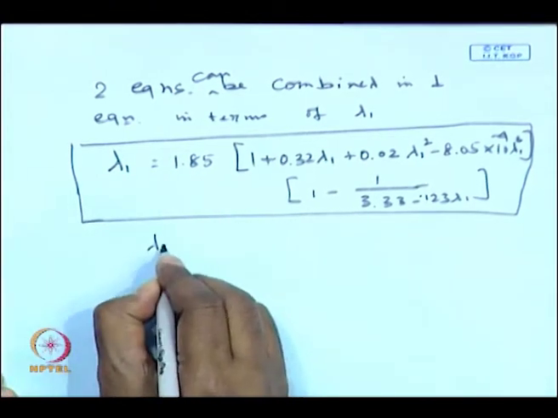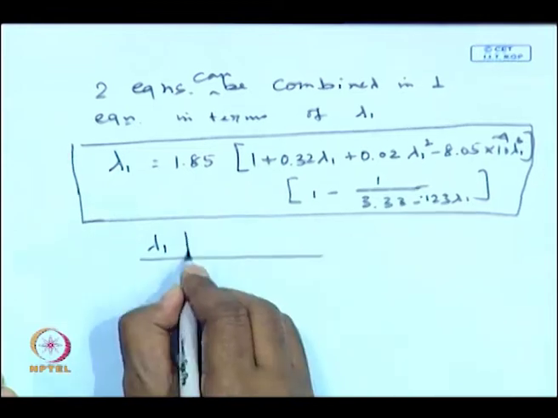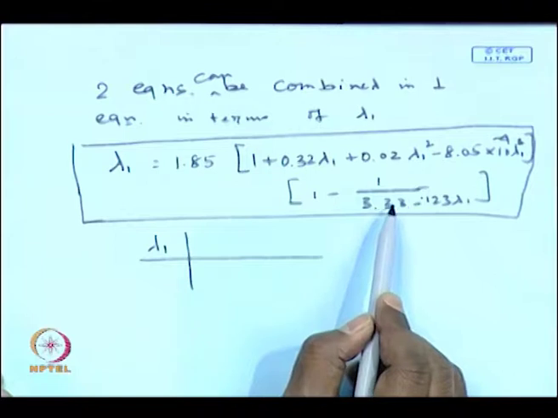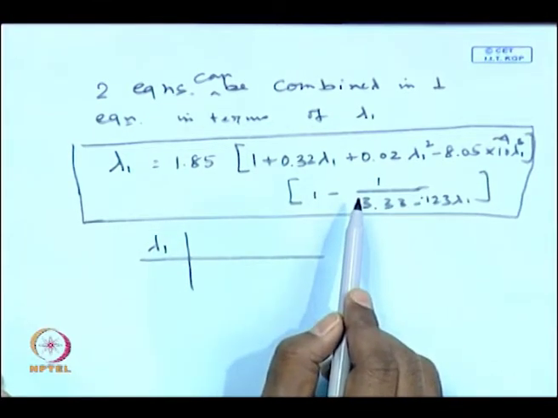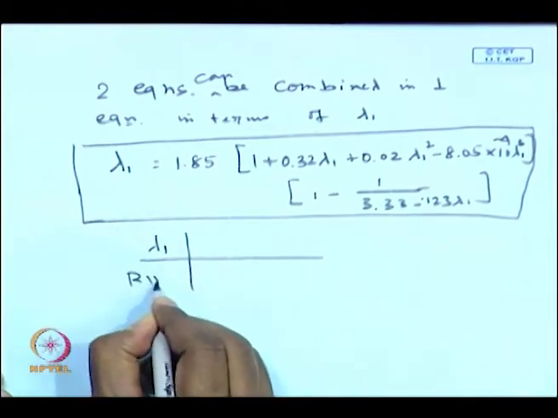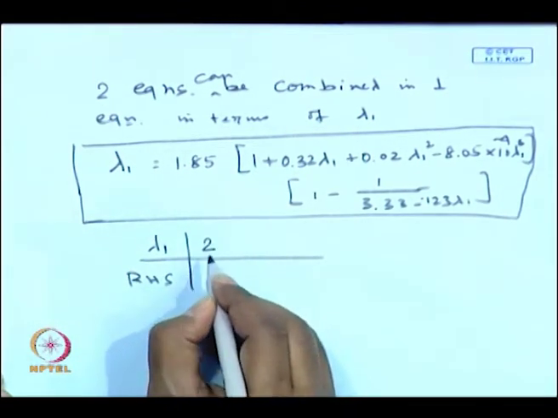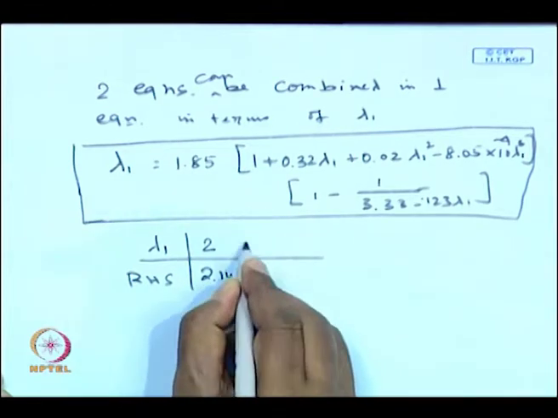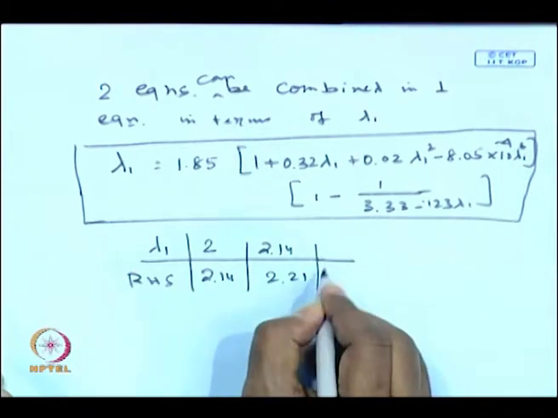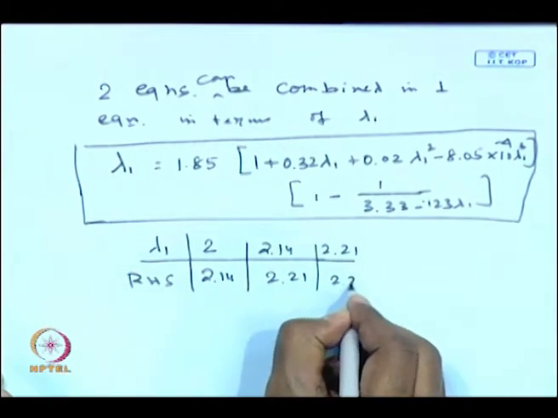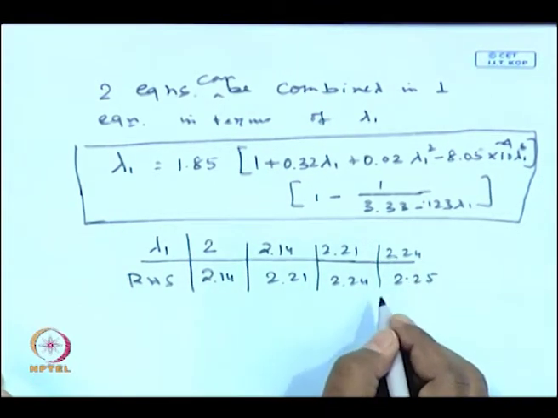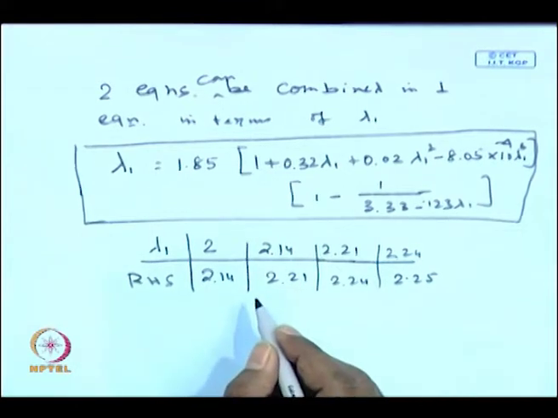Now, for different values of lambda 1, you select a value of lambda 1, evaluate the right hand side and check whether the right hand side is coming close to the assumed value or not. That is the idea. So, if you select lambda 1 as 2, the right hand side comes out to be 2.14. If you select 2.14, it is 2.21. Okay. If you select 2.21, it is 2.24. If you select 2.24, then it will be 2.25. Okay. So, this is called a successive substitution technique.